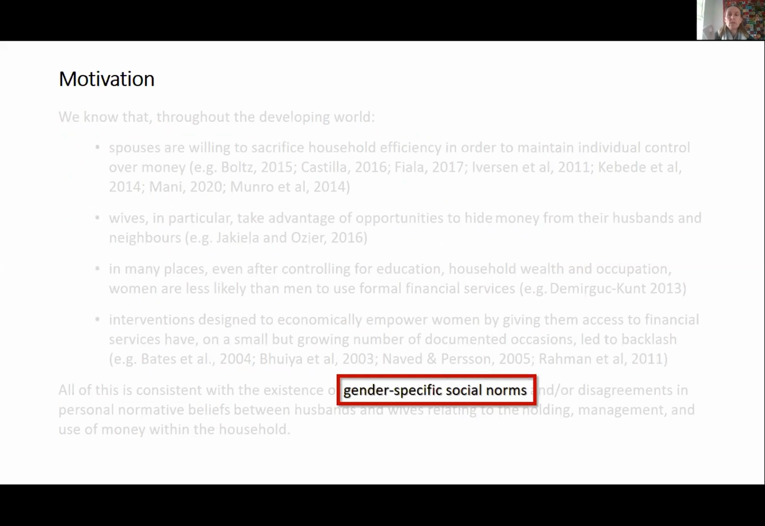Gender-specific is the next thing I just want to focus on quickly. By gender-specific social norms, first of all, this is referencing the possibility that the prescriptions for what women should do may vary from the prescriptions for what men should do, but also the possibility that what women think women should do could differ from what men think women should do, and vice versa.